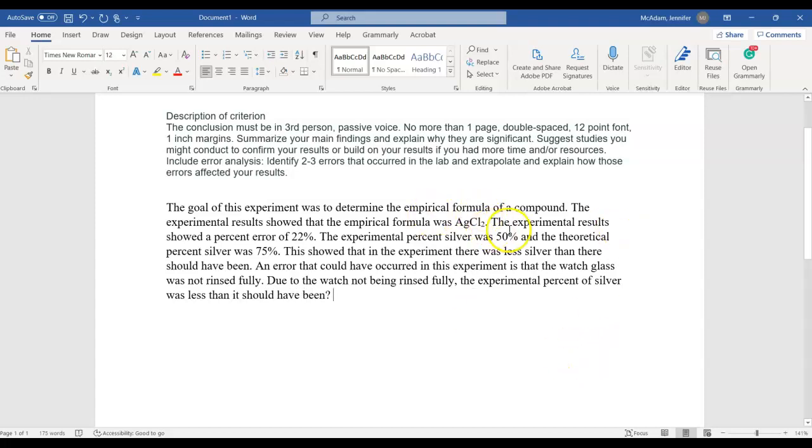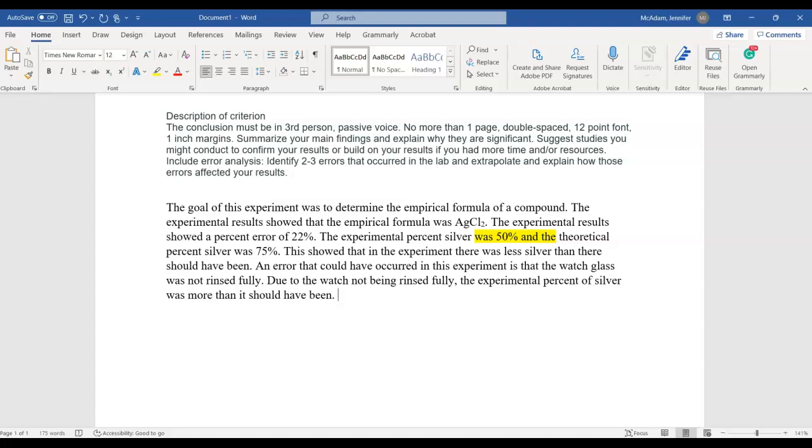Again, this is going to completely depend on what you got here. Like, was your silver higher or lower? We were supposed to have around 75%, but if we have 50%, it's lower. So this is going to differ depending on what your number is. It might have been more than it should have been. Again, it completely depends on your percent yield of your silver. So you need to think about it like, if the watch glass wasn't rinsed completely, did you end up with more silver or did you end up with less silver?